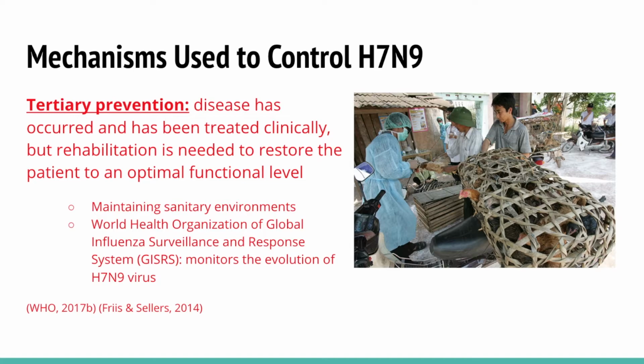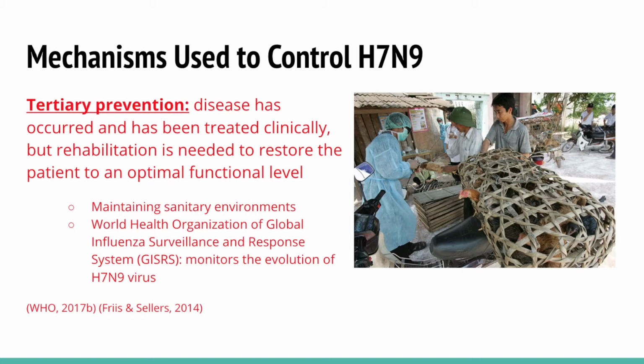The last mechanism is tertiary prevention, which means the disease has occurred and has been treated clinically, but rehabilitation is needed to restore the patient to an optimal functional level. Examples of this would be by continuously maintaining sanitary environments.